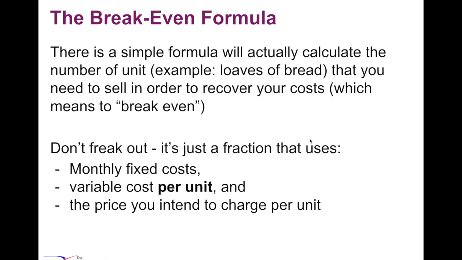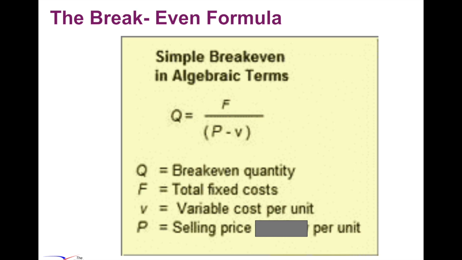All right, so now to the crux of our presentation, the break-even formula. There is a simple formula that will actually tell you exactly how many units you need to sell, no matter what it is that you make, in order to break even. Now, in order to use this formula, we need monthly fixed costs, variable costs per unit, and whatever price you intend to charge per unit. So this is what the break-even formula looks like. Super simple. It involves four things.